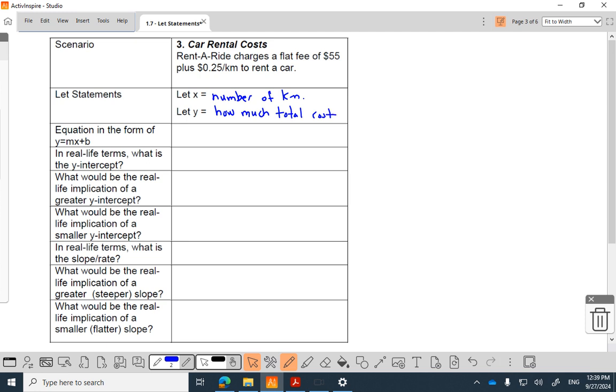So what is the equation in y equals mx plus b form? What's the rate here? What's the slope? What's it going up by all the time? 0.25. And what's the start value? What do you have to pay no matter what? 55. In real life terms, what is the y-intercept? 55. Flat. That's the flat fee.